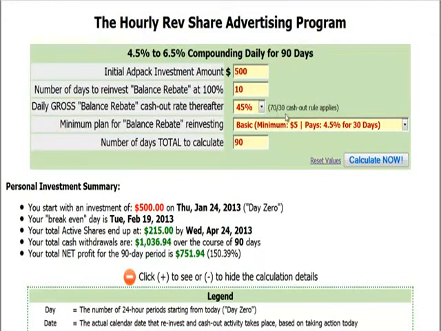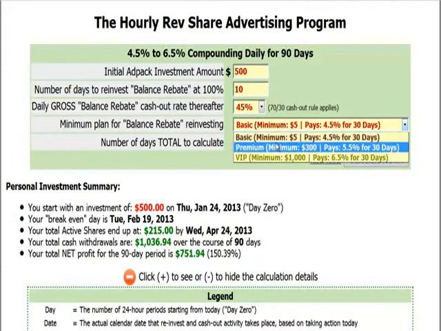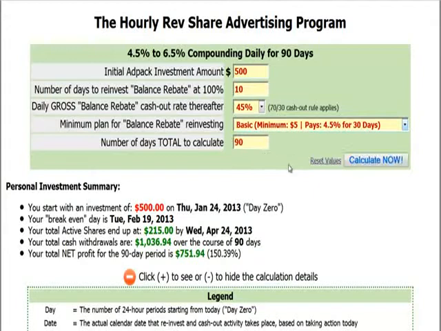Now, the way that hourly rev share works is when you go to cash out, you can literally only cash out 70% of whatever you see in your available balance. 30% is automatically allocated to a reinvestment. So we're going to apply that rule as well. And then the money that we have for reinvesting, we're going to designate that the minimum amount we will reinvest is at the basic, premium, or VIP level. Well, we'll start with basic and see what happens.